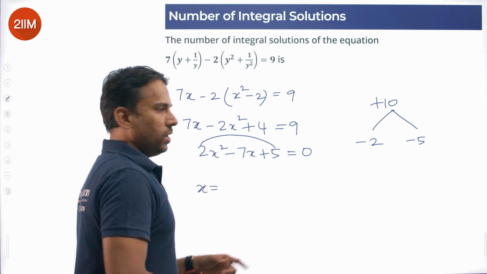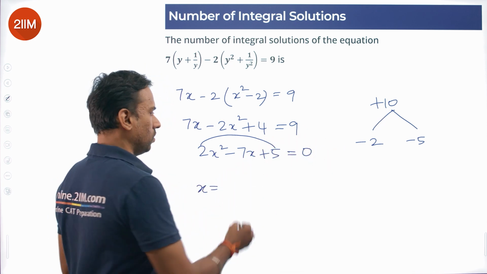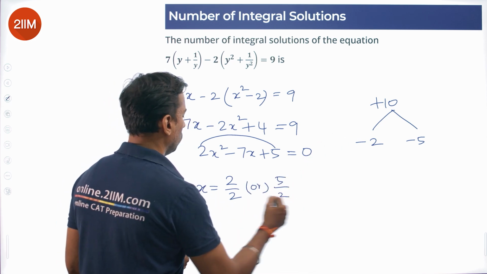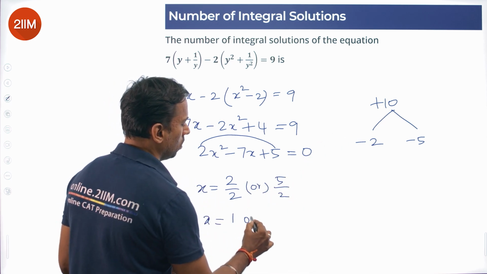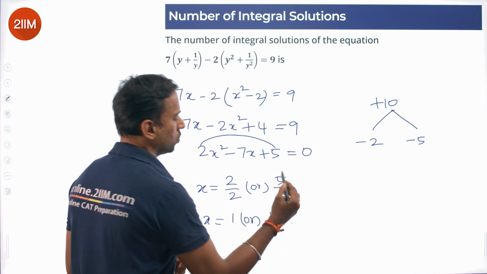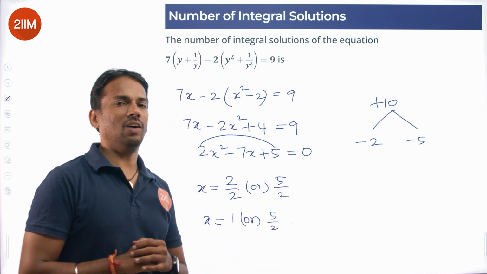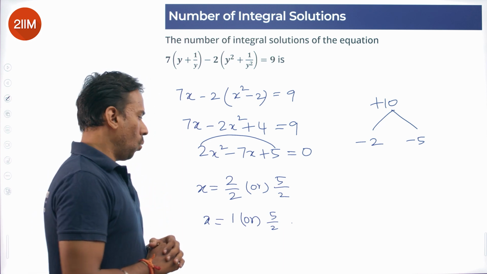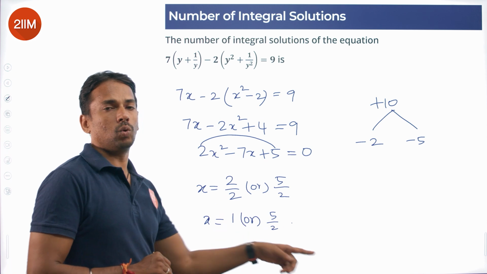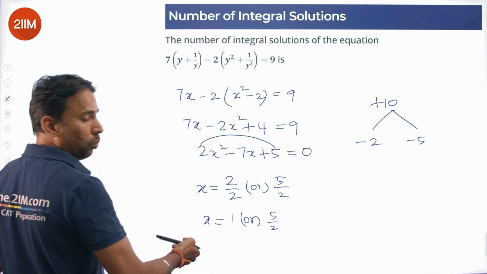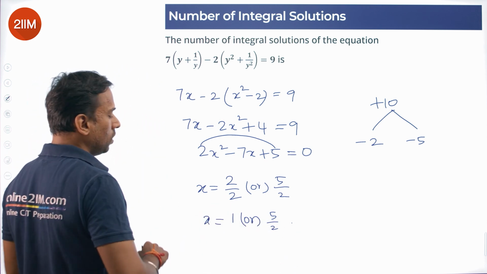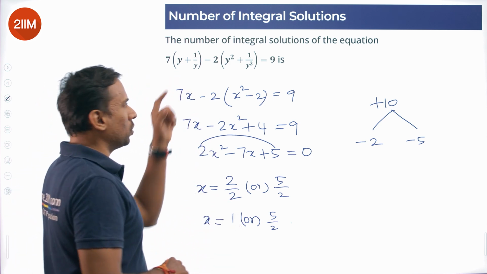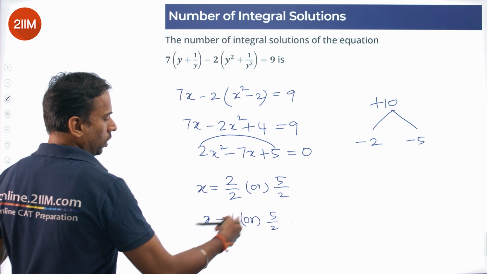x values are going to be exactly, take it negative. It's going to be 2 by 2 or 5 by 2, or x can be either 1 or 5 by 2. Super. So x can have two values, or technically y plus 1 by y can have two values. So we'll now go back to the original form. We'll again write x in terms of y, because y is the original equation. It means 1 or 5 by 2.